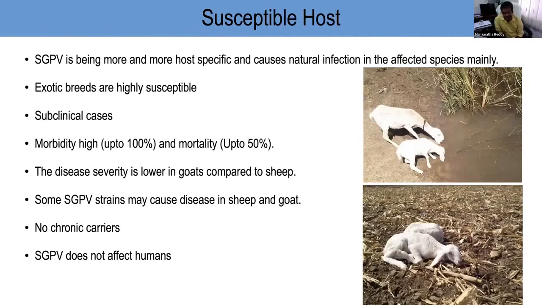SGPV may cause disease in both sheep and goat, and there is no carrier status. Once the animal gets infected, there is no carrier status. Animals get almost lifelong immunity. We say lifelong because usually small ruminants are kept for 3 to 4 years, maybe 4 or 5 years at the maximum. After that, they'll be slaughtered. So this gives a quite robust cell-mediated immunity, which can last for the life of sheep and goat. That's why we say it is a lifelong immunity. And SGPV is not a zoonotic disease.